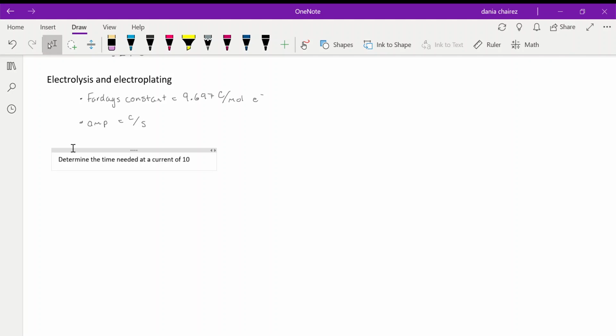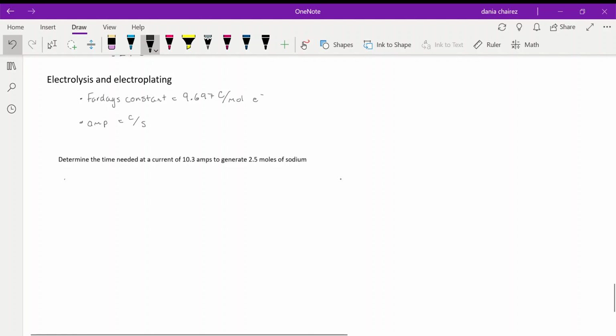of 10.3 amps to generate 2.5 moles of sodium. So that's the problem that we're going to be dealing with.